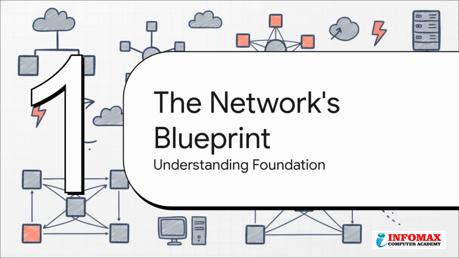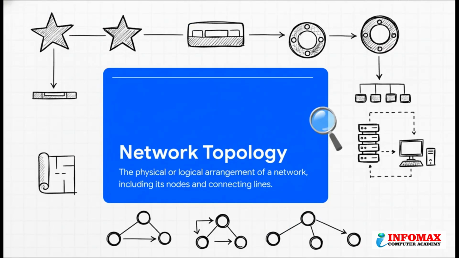Okay, first things first. Before we go any further, let's get on the same page about what we even mean when we say topology. So, what is a network topology? Well, put simply, it's just the layout or structure of a network. Think of it like a blueprint for a house. It shows you where all the rooms, or in this case the devices, which we call nodes, are, and how the hallways, or connecting lines, link them all together. It's the how behind a network's shape.